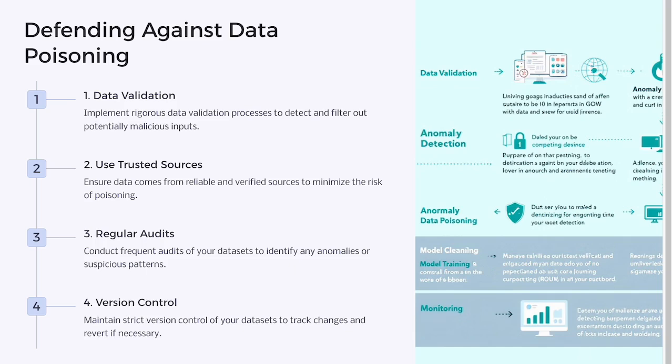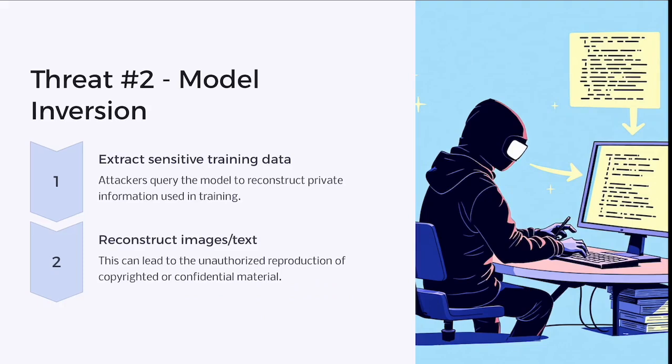Step four is version control. Keep track of data versions so you can roll back if you detect signs of an attack. By implementing these steps, you significantly reduce the risk of feeding harmful inputs into your AI system. Threat number two is model inversion.